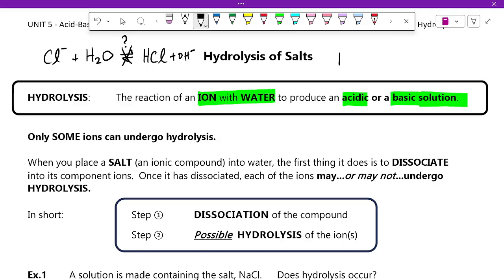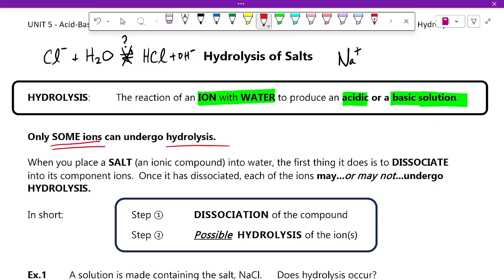Let's take Na, for example. What does Na do when you put it into water? Does it do anything? No, therefore it does not hydrolyze either. Okay, so lots of ions don't hydrolyze. We need to look at the ones that do and the ones that don't and how you tell. Okay, so only some can undergo hydrolysis.